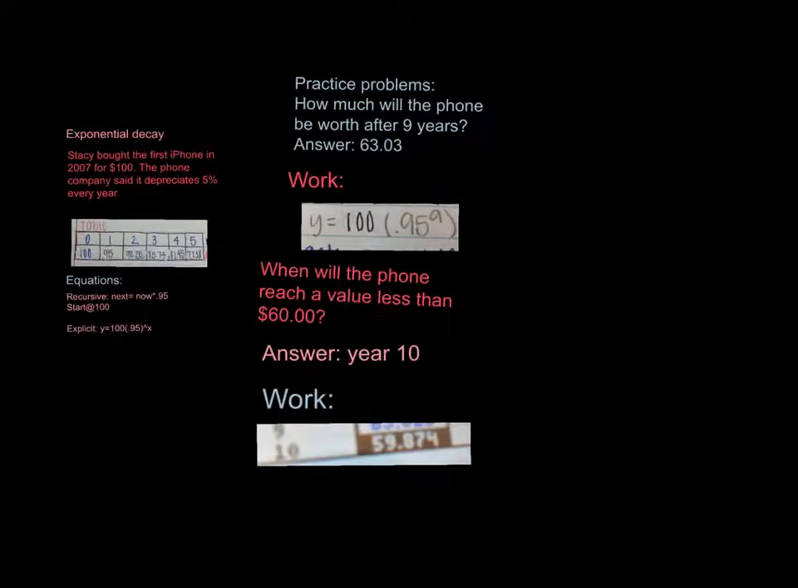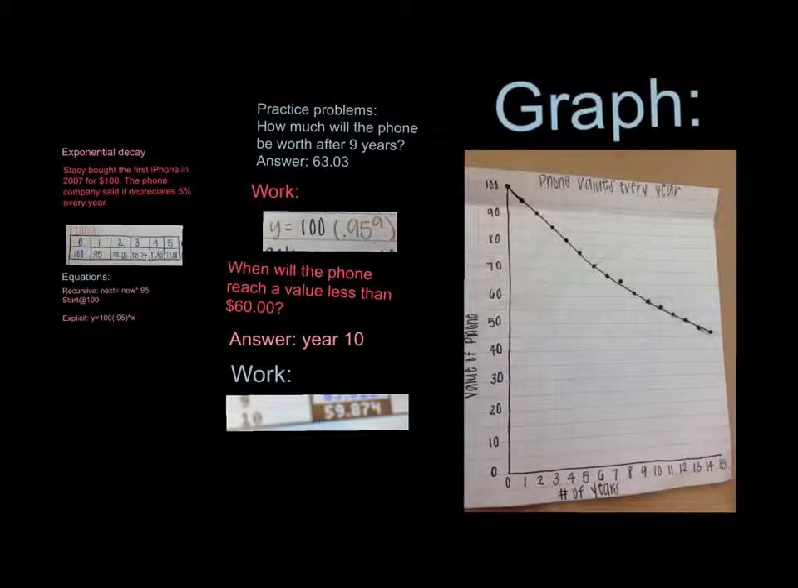Our second practice problem is, when will the phone reach a value less than $60? You should have gotten year 10. The work you can do is plug it into your calculator at y equals and press second graph, and then you'll get year 10's value. Here's the graph for this problem that is based on the table.